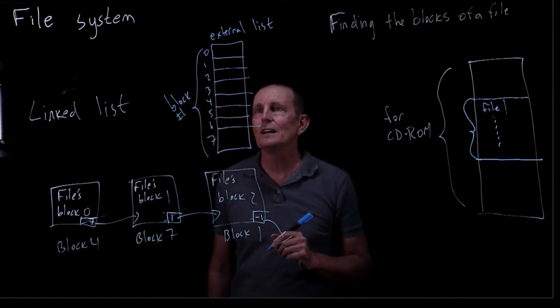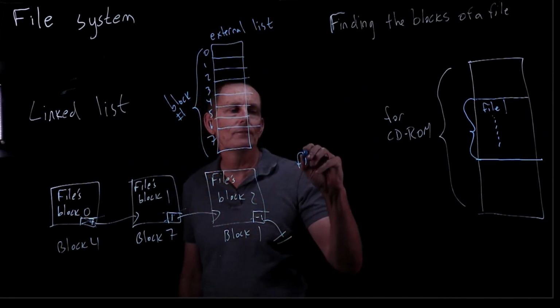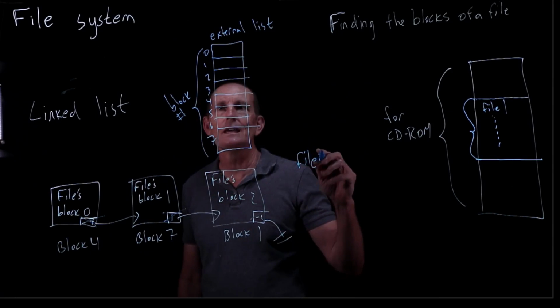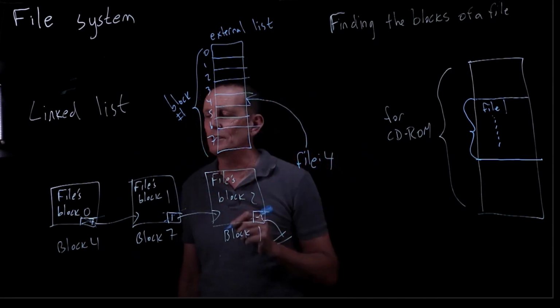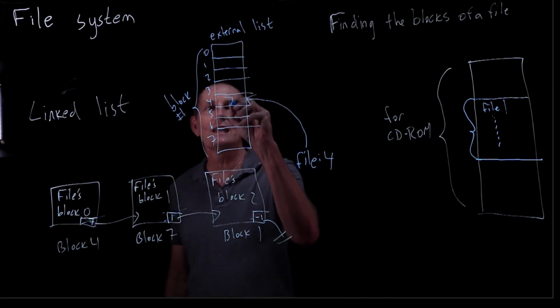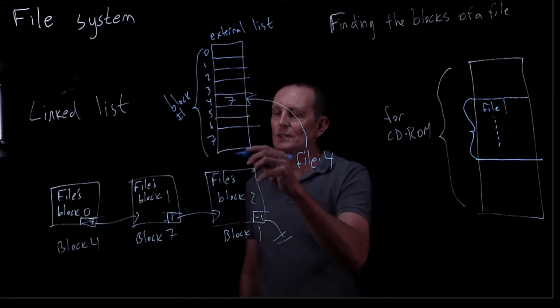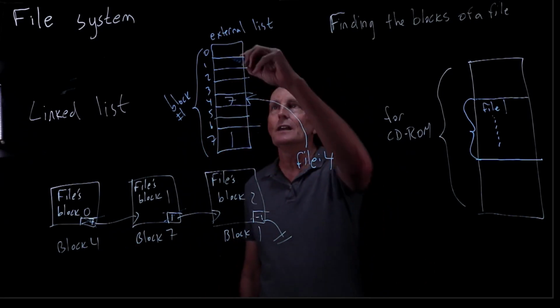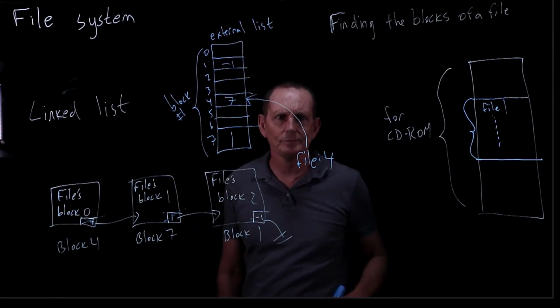And so we would have some reference that this file starts at 4. Okay, so we would have a reference to 4. 4 would then say its next block is at block 7. 7 would say its next block is at block 1, and 1 would say its next block is at -1.